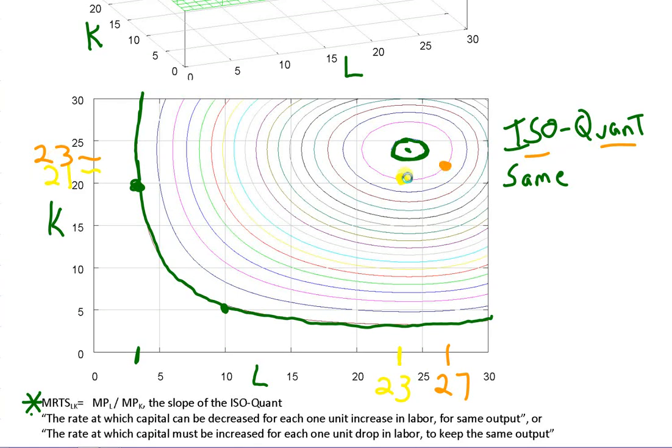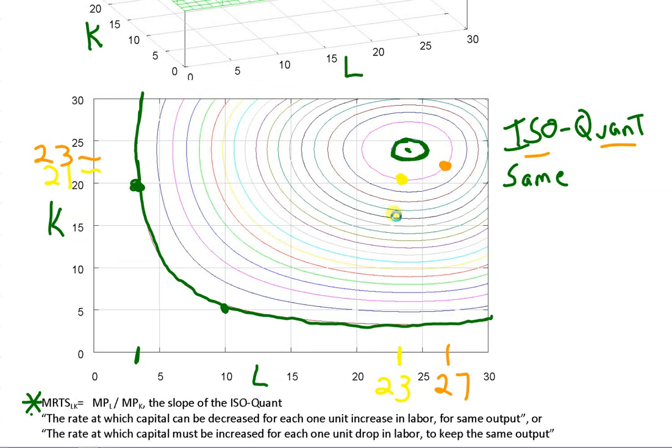The point that I want you to think about with these points is that there is absolutely no reason you would ever want to be at the orange point. Why not? Well, because you're getting the same amount of output at the orange and the yellow. But at the yellow, you must be doing it more cheaply because you're using less labor and less capital.